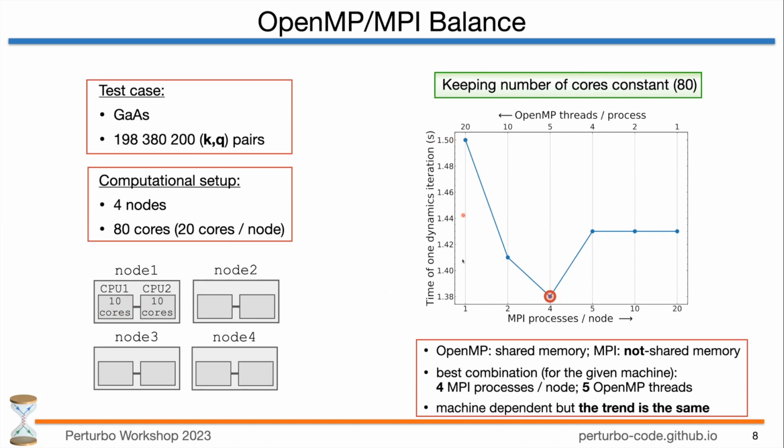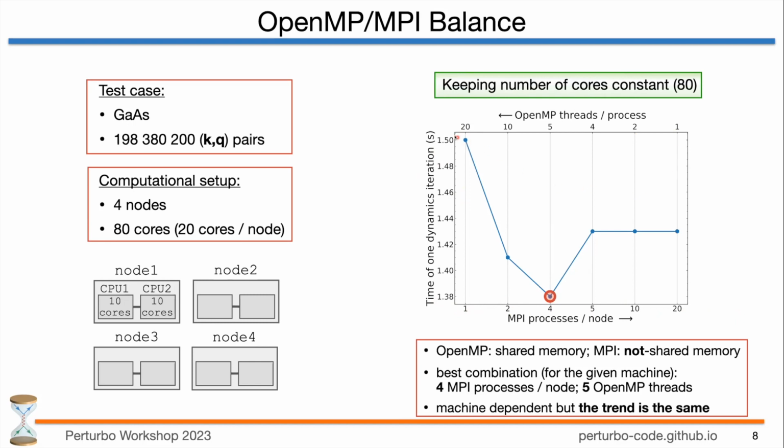And so here on the y-axis, I present the time of the one dynamics iteration. So if it's one iteration for this small system, you can imagine the total wall time, like for example, for 1,000 steps or more. And here, on the x-axis is the number of MPI processes, and on top is the number of OpenMP threads.